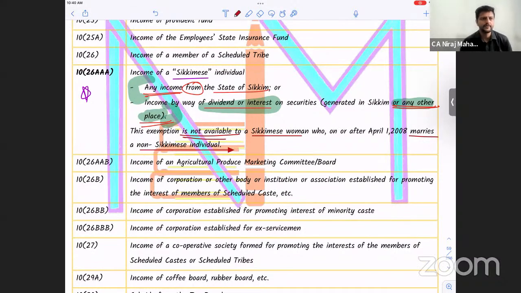Okay. So tell me, Sikkimese woman marries non-Sikkimese. What will happen? She will no more be a Sikkimese individual for income tax purpose. So her income will be taxable. Clear or no? If she marries non-Sikkimese. Clear? Now, don't ask me what about Sikkimese man marries non-Sikkimese woman. Will she become Sikkimese? That depends, again, on the rules and laws. Okay. Fine. Got it?